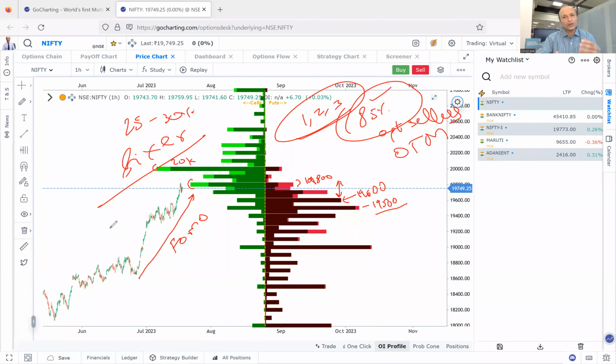Are you with me? So look at the profile. Look what big players are doing. Why I am saying when you're looking at an open interest profile as big player activity, if you have $1 million to deploy, will you bet on the probability of 25 to 30% or will you bet on the probability of 85%? Answer me.